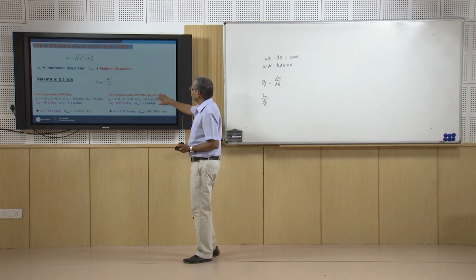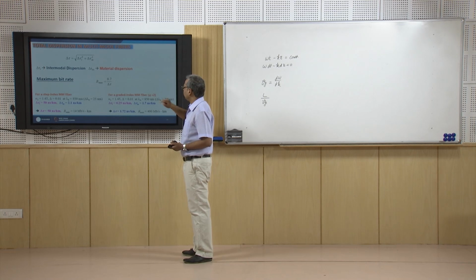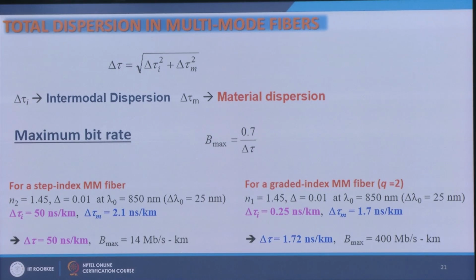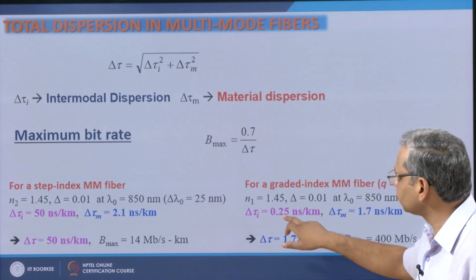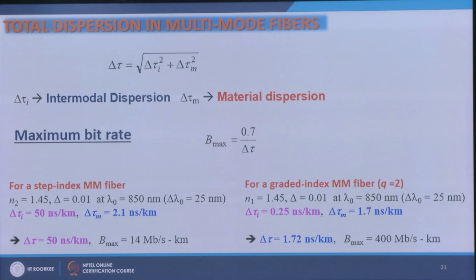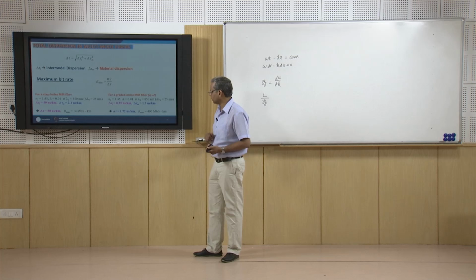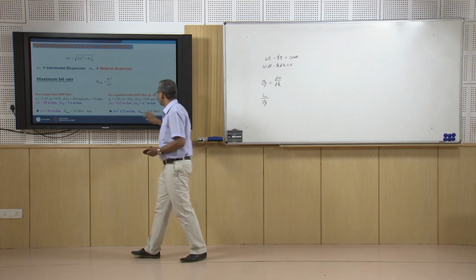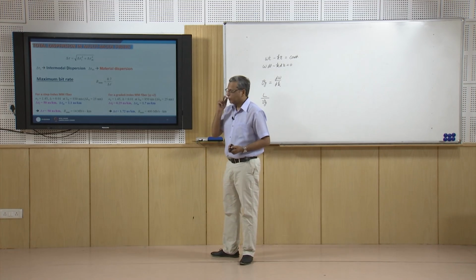If I take a graded index multimode fiber with q equal to 2, which has got parabolic index variation, then I find that intermodal dispersion comes down to 0.25 nanoseconds per kilometer, while material dispersion is 1.7 nanoseconds per kilometer. So, this dominates. Total dispersion is about 1.72 and B max can be 400 Mbps over a kilometer. So, it increases from 14 Mbps to 400 Mbps.